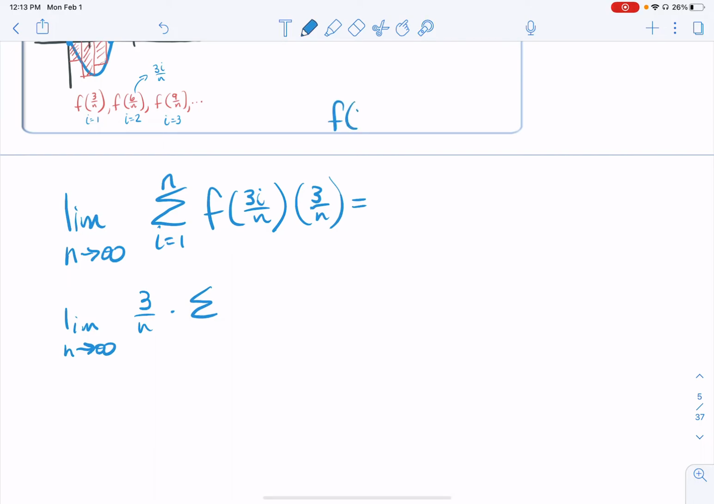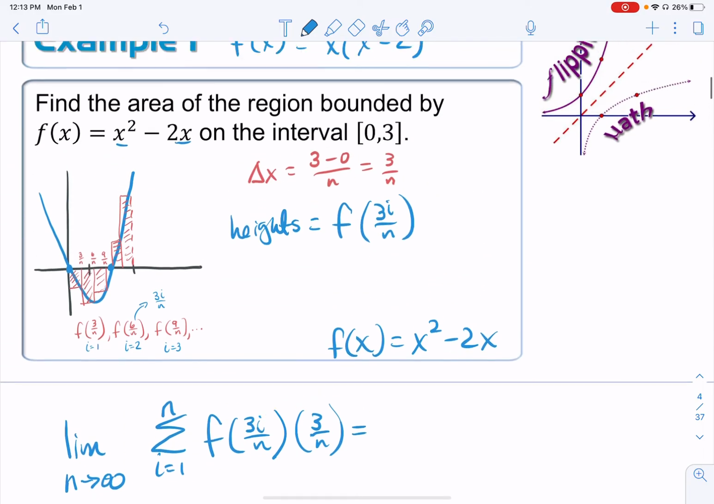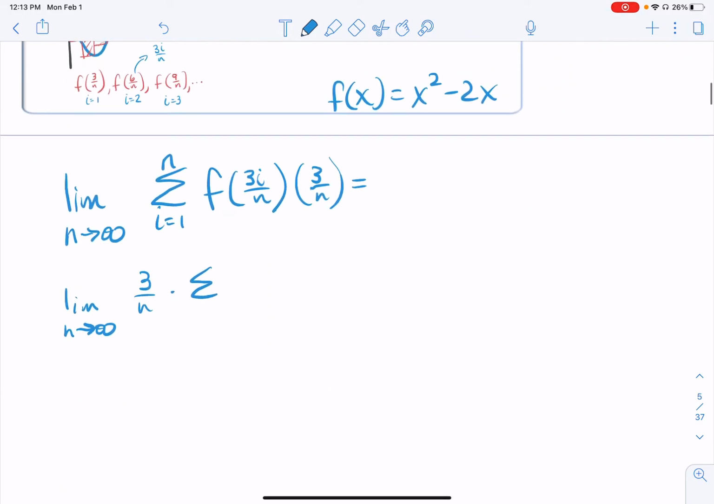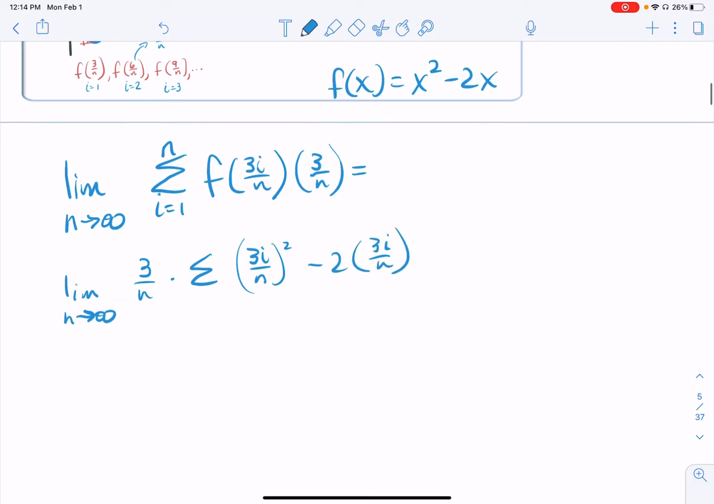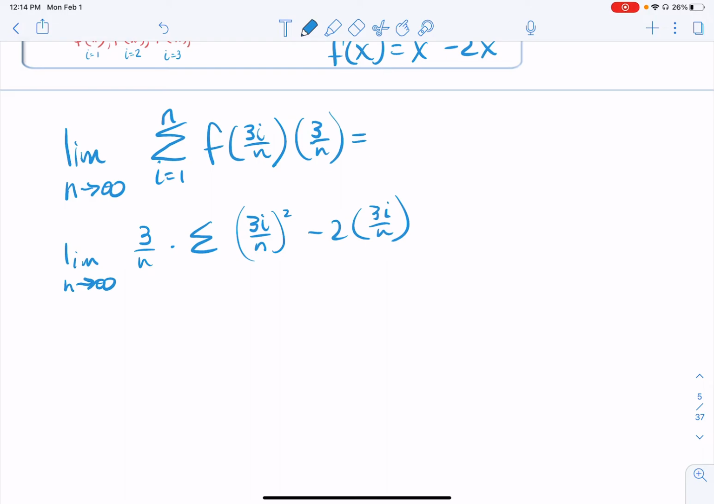I'm going to plug that into the function. f of x was equal to x squared minus 2x, I think. Yup. So let's see. I want to plug in 3i over n. I want to square that guy, minus 2 times 3i over n. All right. It's looking good. Now let's simplify some more.